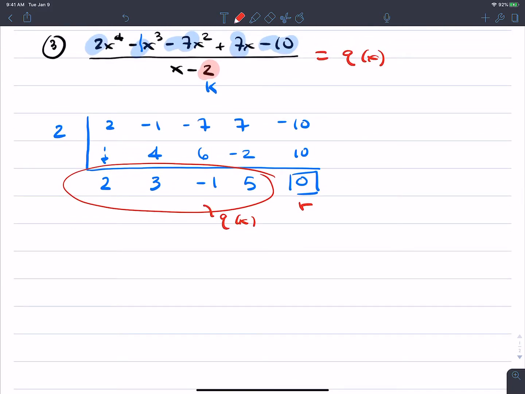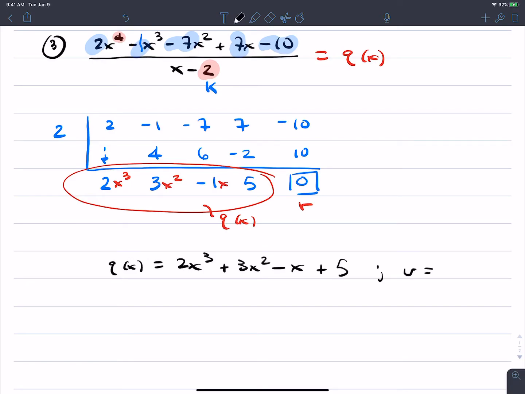So don't forget that we're looking at our coefficients here. If the highest power here is 4, we're going to have a quotient function that has the highest power of 1 less, 3. And we write this as descending powers. So here's our quotient function. This quotient function will be 2x cubed plus 3x squared minus x plus 5.